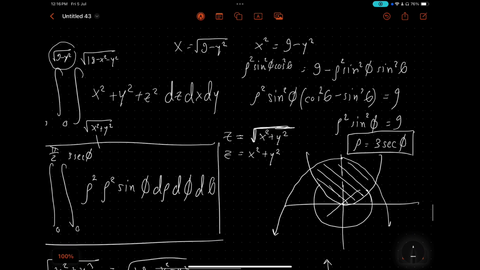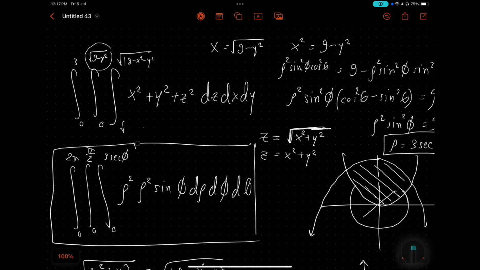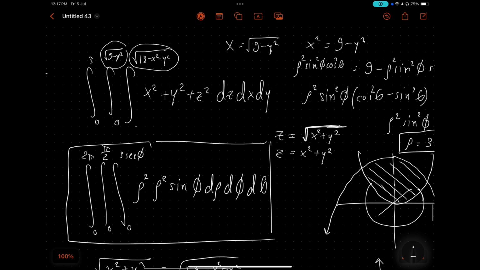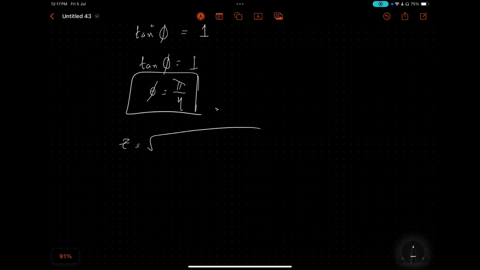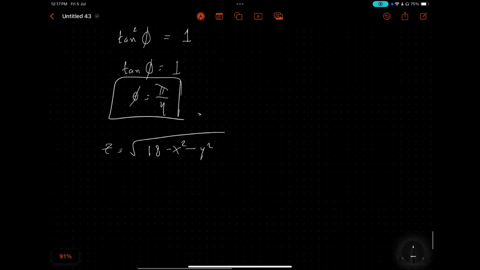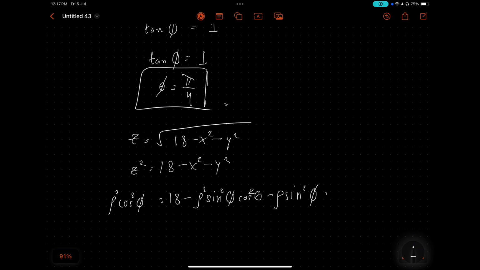It's interesting, I like it. I really love it. And I think we could have gotten this also if we try to do the upper boundary of z. So z equals the square root of 18 minus x squared minus y squared. I think we could have gotten the same answer. Now z squared equals 18 minus x squared minus y squared. Now z is rho cosine of phi, all squared, equals 18 minus rho sine phi cosine theta all squared minus rho sine squared of phi sine squared of theta.